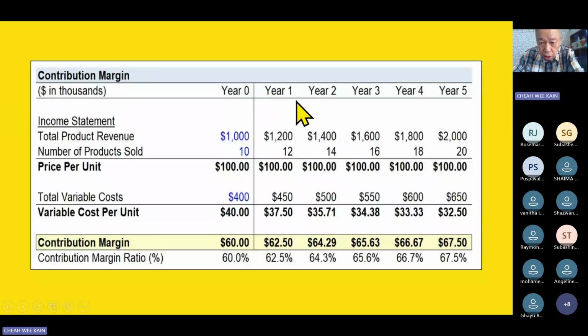This is year. This is the income, total product sales, number of products sold. So the price, you never change the price, it is fixed. Variable cost sometimes goes down because you find a cheaper supplier or you introduce more machines. So your variable cost goes down. This has nothing to do with fixed cost. This minus this is the contribution margin, and the ratio will be against the sales amount. Okay, 64.